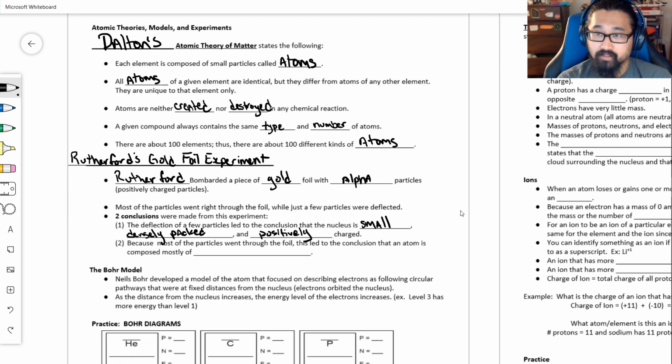It had to be small and densely packed because that's the only way that these particles would bounce off or deflect. It had to be positive because if they were negative, the particles would get stuck and they would stop. There would be no detection over here, or over here, or over here, wherever they ended up being deflected to. Secondly, because most of the particles went straight through the foil, a heck of a lot of the atom must simply be empty space.